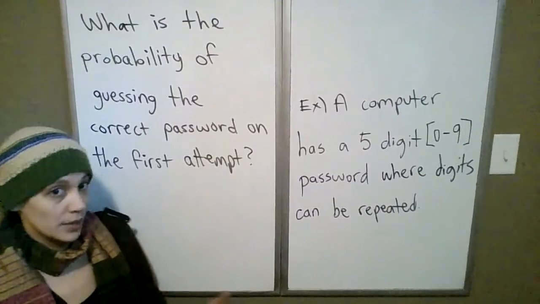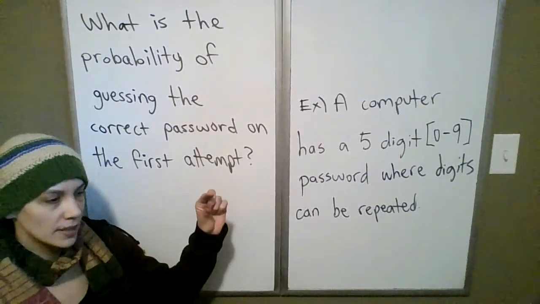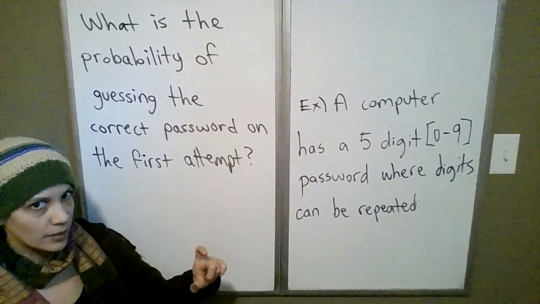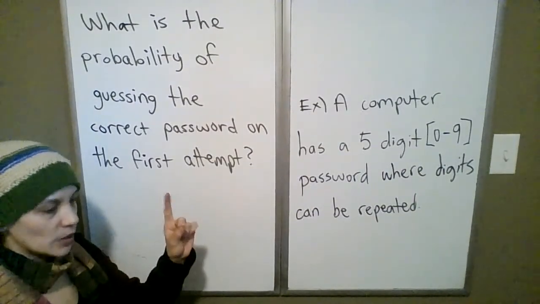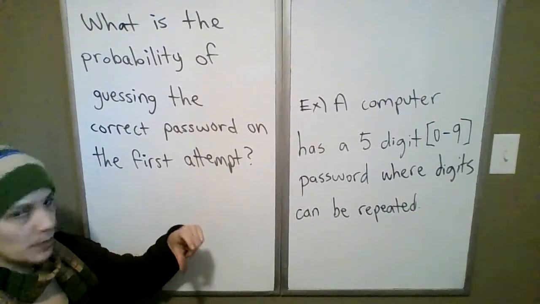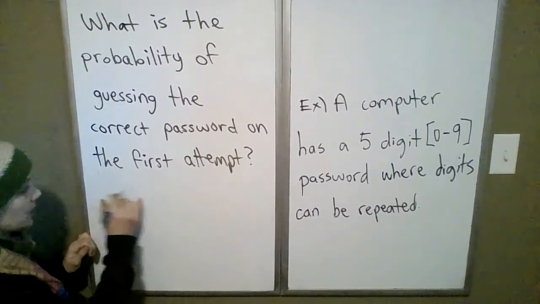So it's similar to the previous problem where the probability is going to be the number of ways the event can occur divided by the total number of outcomes. And there's only one correct code. So what we need to find is the total number of possible passwords. And then we can piece this together.